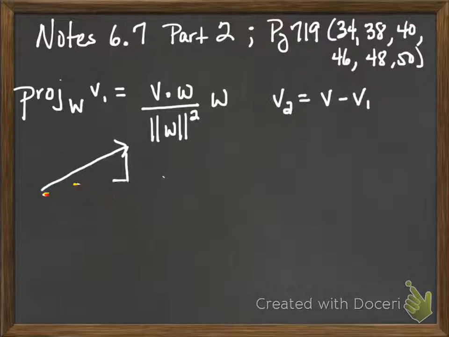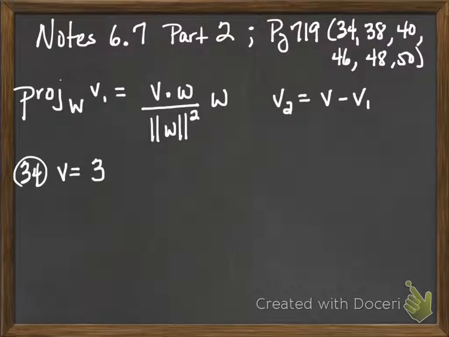So I'm going to erase my diagram so we can leave the formula up here. Number 34 is going to give you a vector V and a vector W. We're just going to have to get through the math part. We are relating this a little bit to physics, but most of it's just the math part. So this is given. They're going to give you vector V and vector W. That's the given information. So we're going to use the formula.